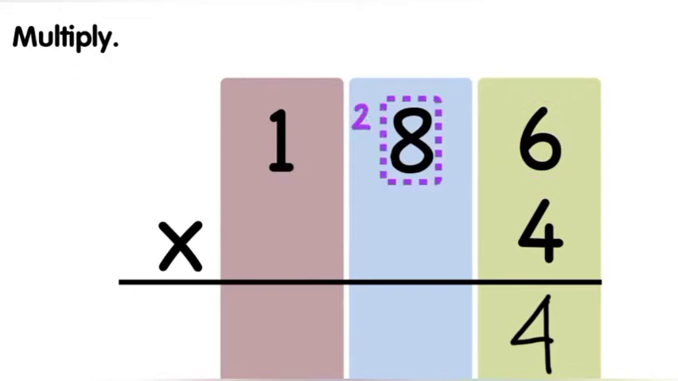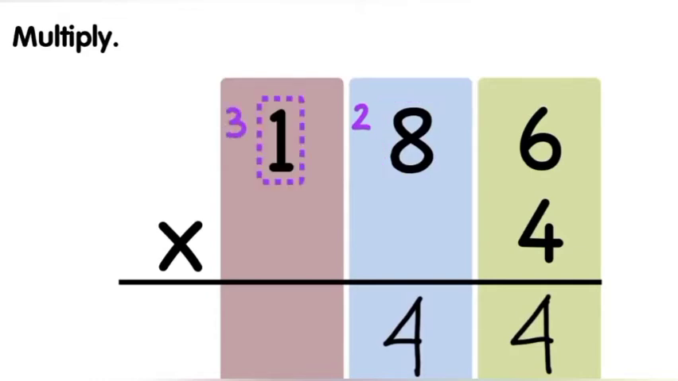Multiply the tens by 4 and add the regrouped tens. 8 tens times 4 equals 32 tens. 32 tens plus 2 tens equals 34 tens. Regroup 34 tens into 4 tens and 3 hundreds.